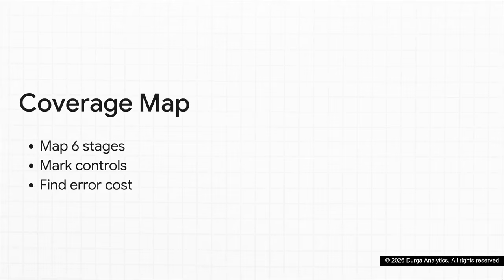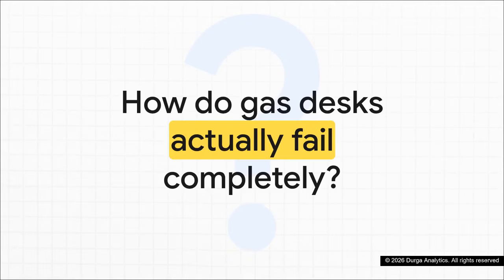Computing the exact cost of a one-tick error converts abstract risk into a hard, undeniable dollar number that management will actually respond to. We've spent this explainer seeing how bad control design slowly leaks margin and wipes out P&L. But what happens when the entire framework just collapses?